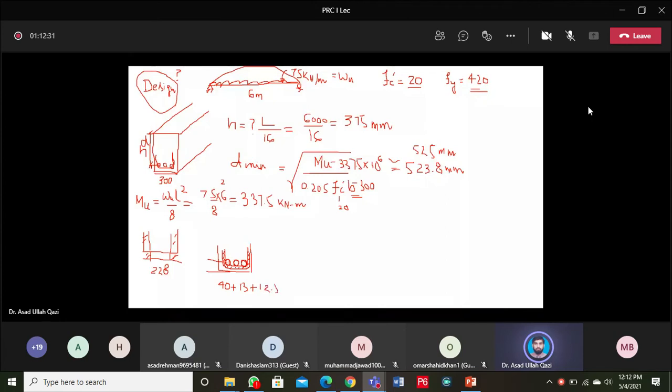So I can state that the cover from the bottom edge to the center, which must be added to d to get gross h, will then be 53 plus 12.5. How much will it be? 65.5.